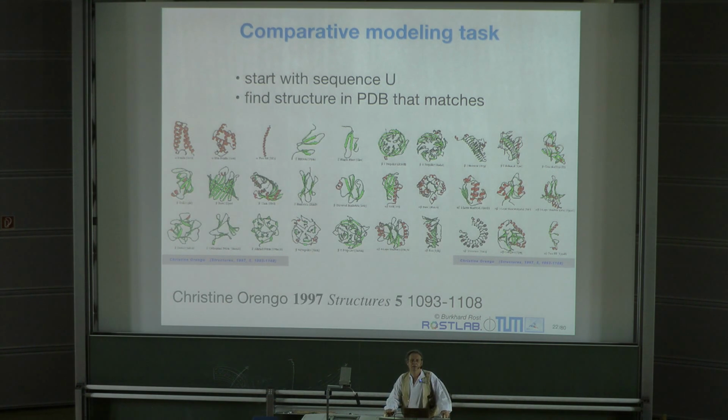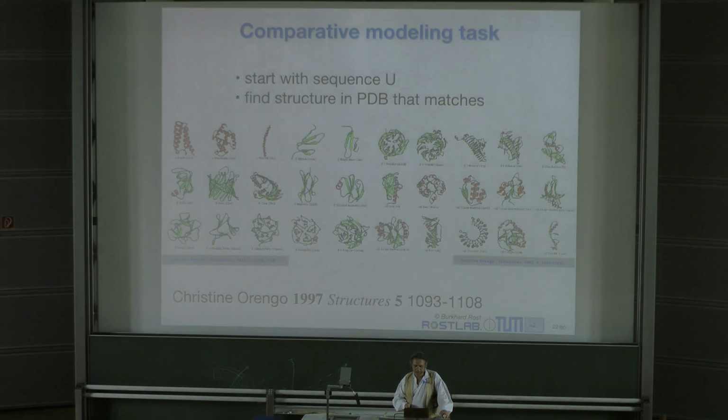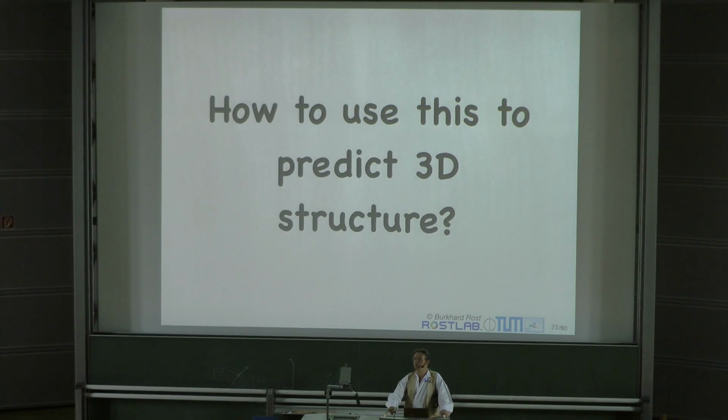Comparative modeling now essentially is to somehow look at a sequence and see whether it maps to any of those. Not necessarily the ones on the whiteboard here, but the universe of all the structures. So map it into the 3D structure. How could you possibly do that? How could you map a sequence to a structure?